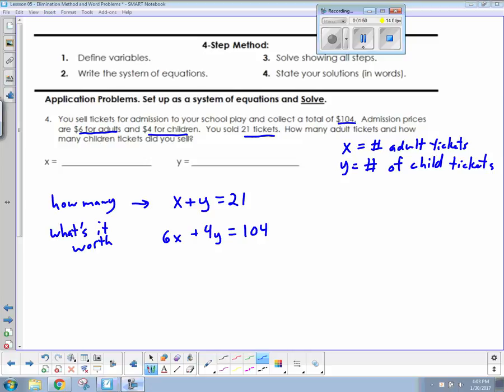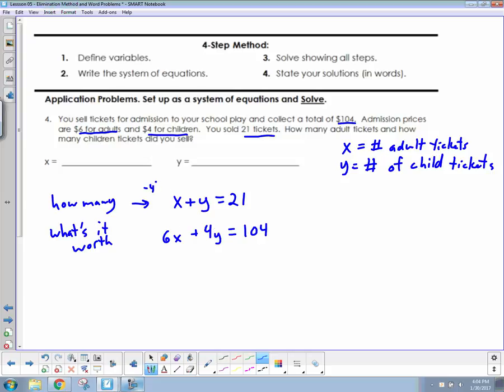Let me pause it. So as always, we need to cancel out one of the variables. I'm going to pick the y because 4 is smaller than 6. So we need to multiply the top by -4 so my y variables cancel. So -4x minus 4y, -4 times 21 is -84. And I'm just going to bring this equation on over to the side.